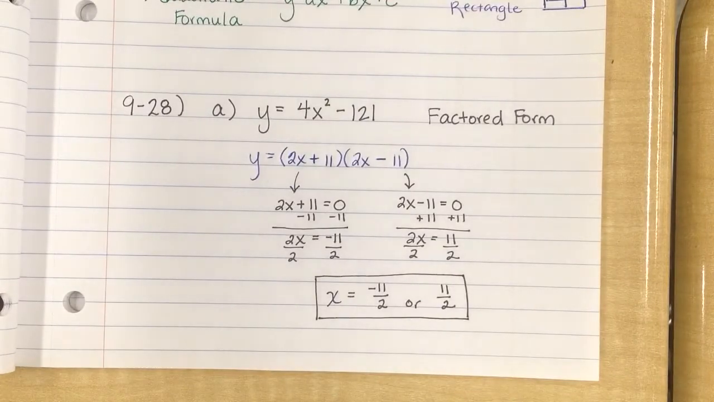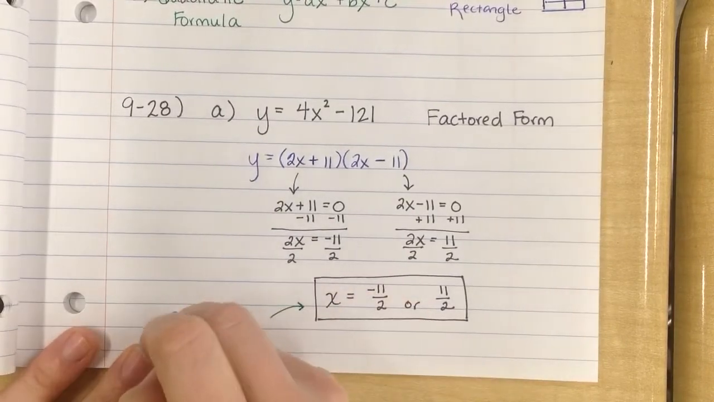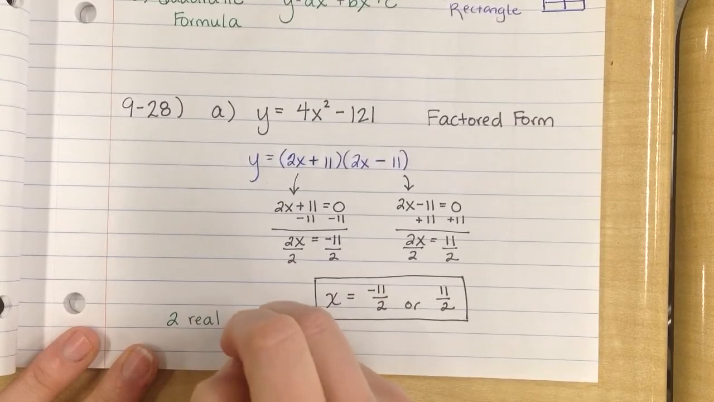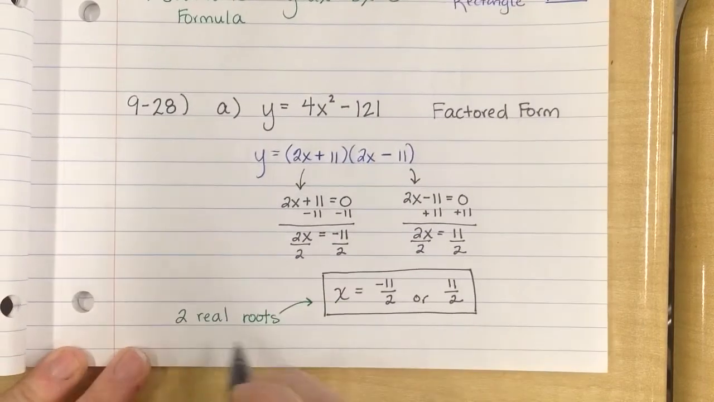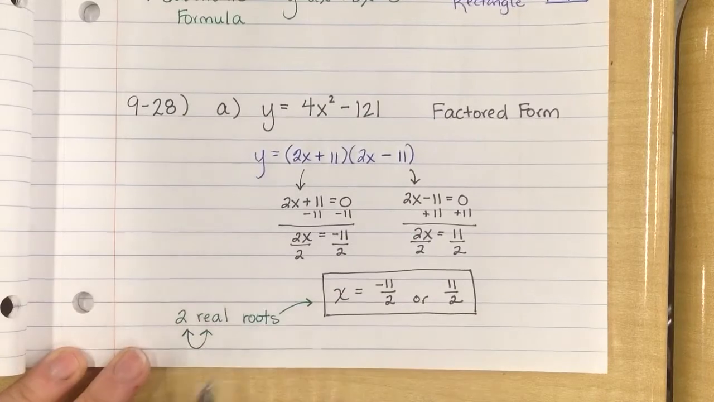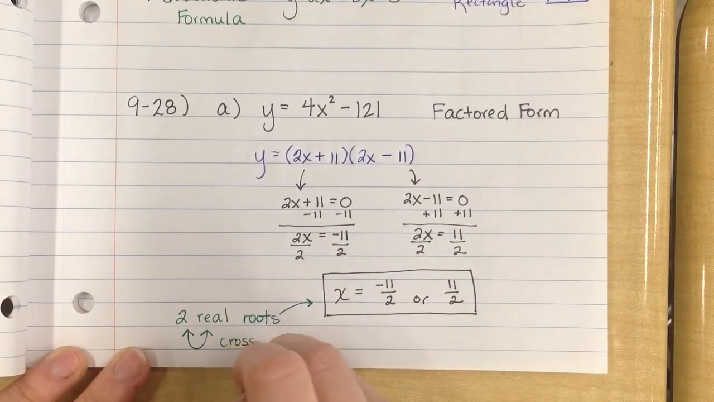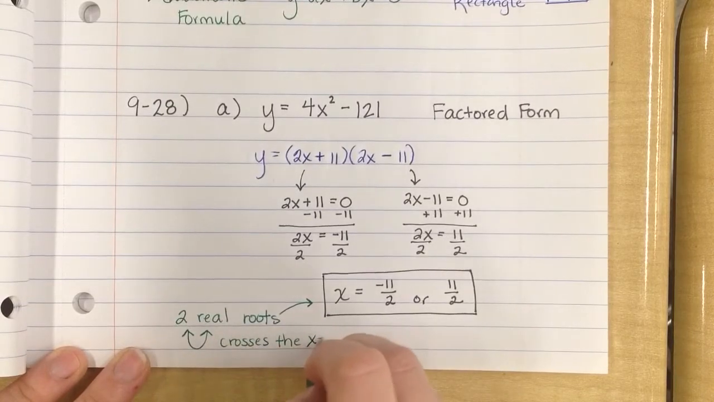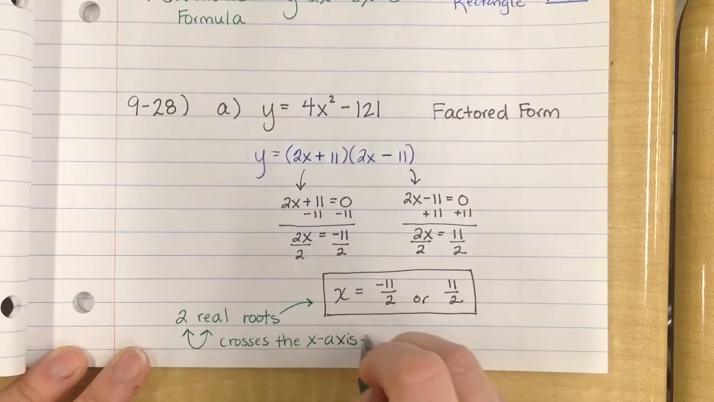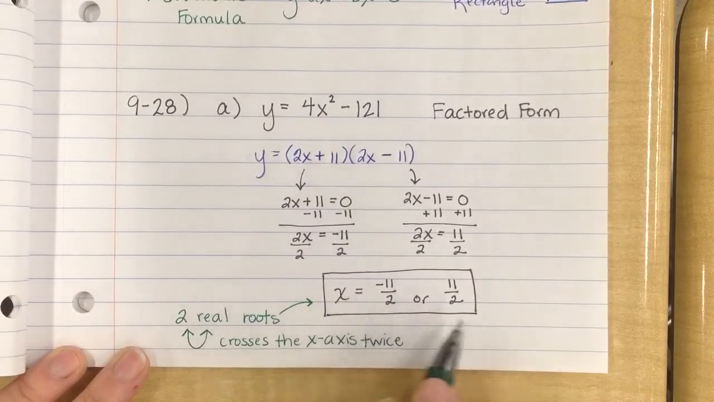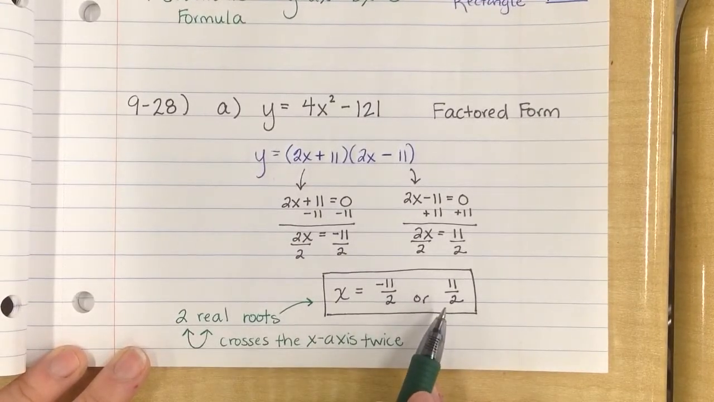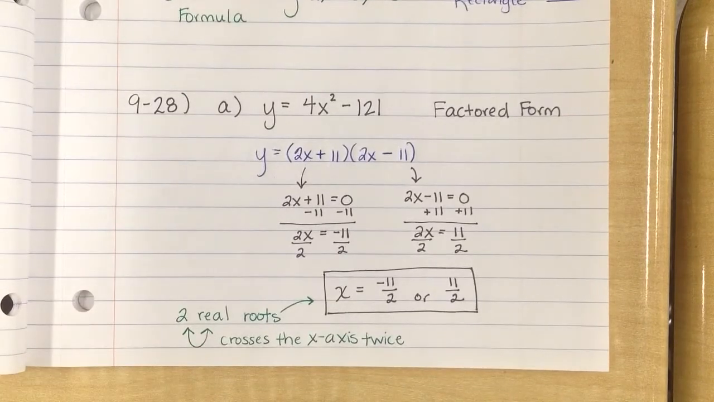And one more time, if they asked us to explain what this means in the context of the graph of the parabola, we would say there are two real roots, which means this parabola, which I know is positive because it has a positive 4 a value, crosses the x-axis twice at two different locations, at both positive 5.5 and negative 5.5. All right, let's move on to part B.